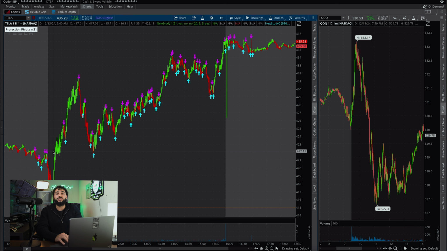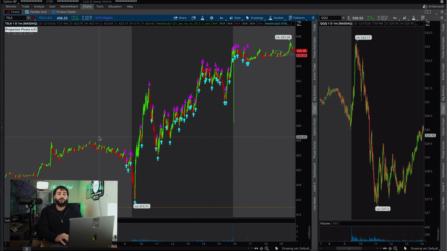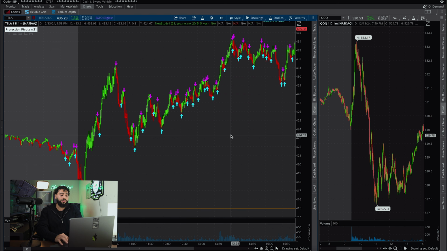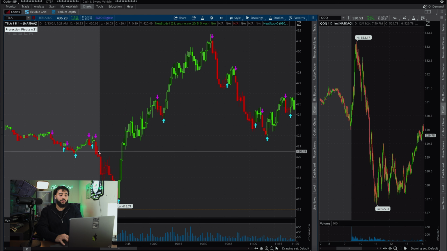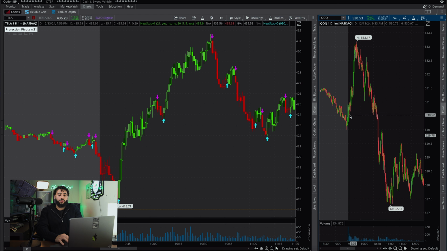And also with options, you have IV that needs to settle overnight. So all those things come into play when I'm trading options. So the first thing I'm looking at on Tesla is we dropped off the open here. Did we drop off the open on QQQ? No, we actually held up here and pushed through.